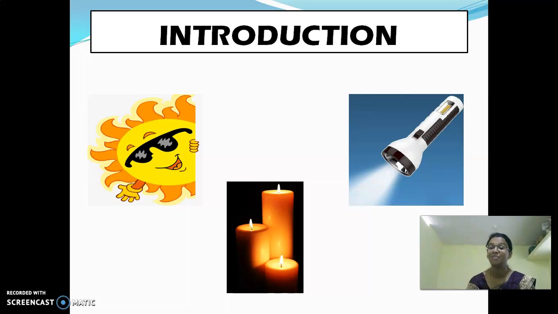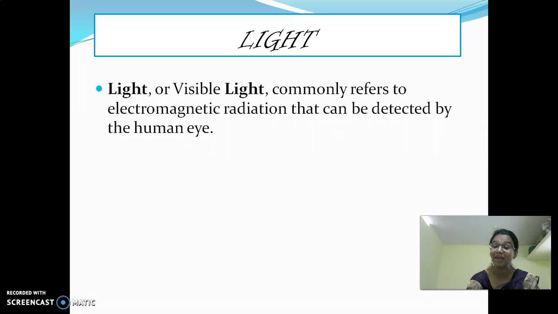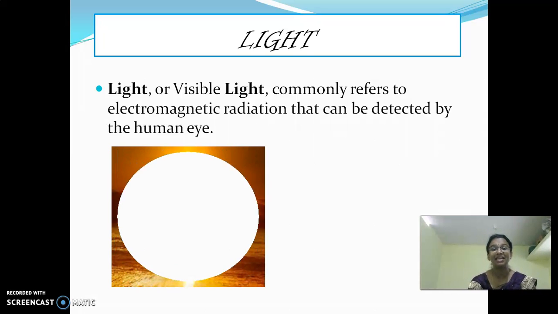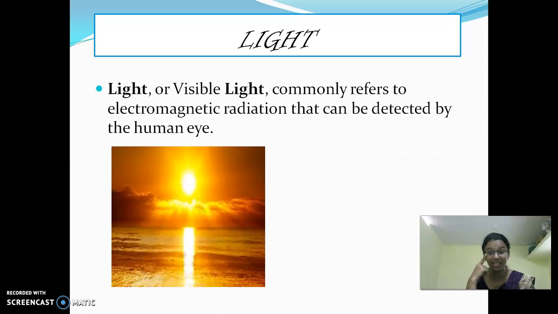What is luminous, children? The objects which emit their own light are called luminous objects. Example, sun. Non-luminous objects do not have their own light; they absorb and reflect. Example, the moon is a non-luminous source. The moon does not emit its own light. It absorbs the light from the sun and emits it during the night time. Next, what is meant by light? Visible light is commonly called electromagnetic radiation, that is EM radiation that can be detected by the human eye. We are able to see light.